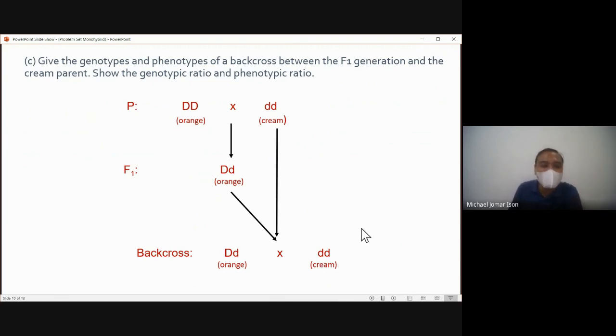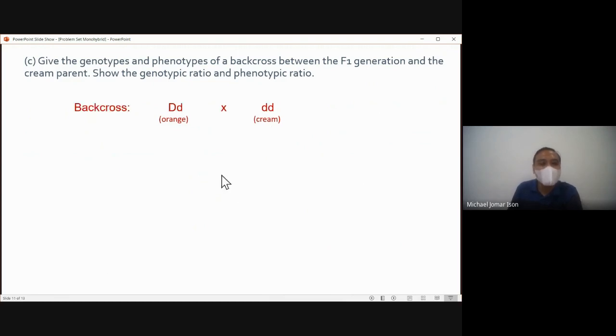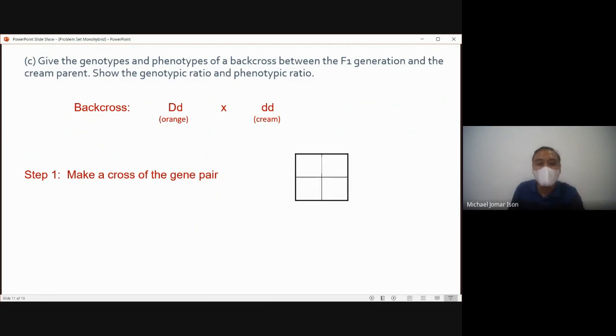So what would be the progenies produced by the heterozygote crossed with the parent, which is homozygote recessive? First of all, make a cross of the gene pair, and making use of the Punnett square again, you just separate the alleles of the first parent, the F1 generation, the big D and the small d, and then you separate the alleles of the other parent, which is cream, small d and small d. So in the first pane, big D small d. On the second pane, big D small d. On the third pane, small d small d. And on the fourth pane, you have small d small d.